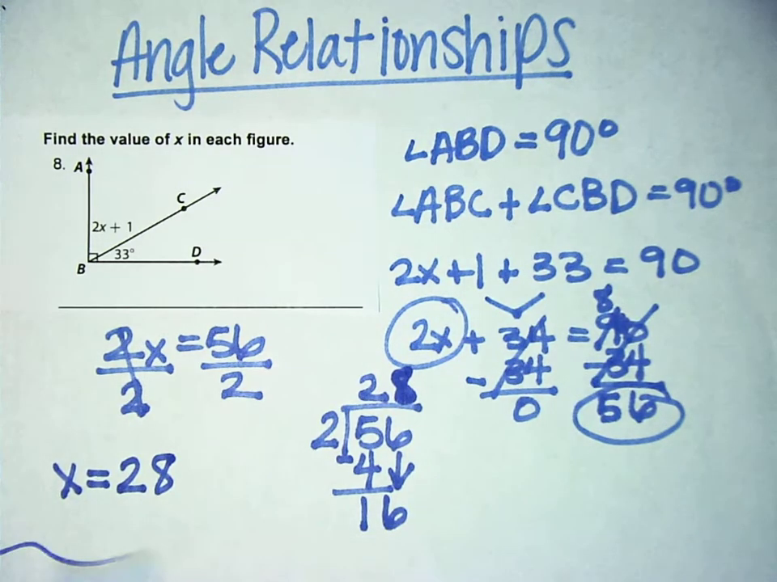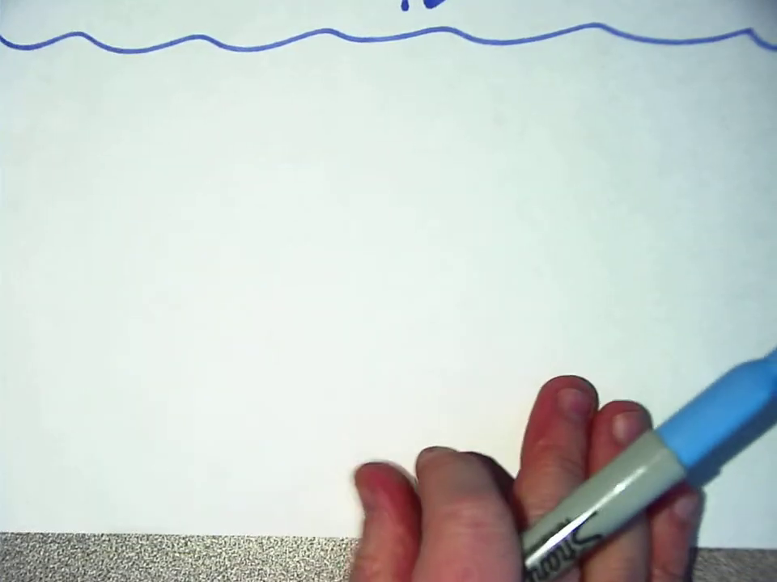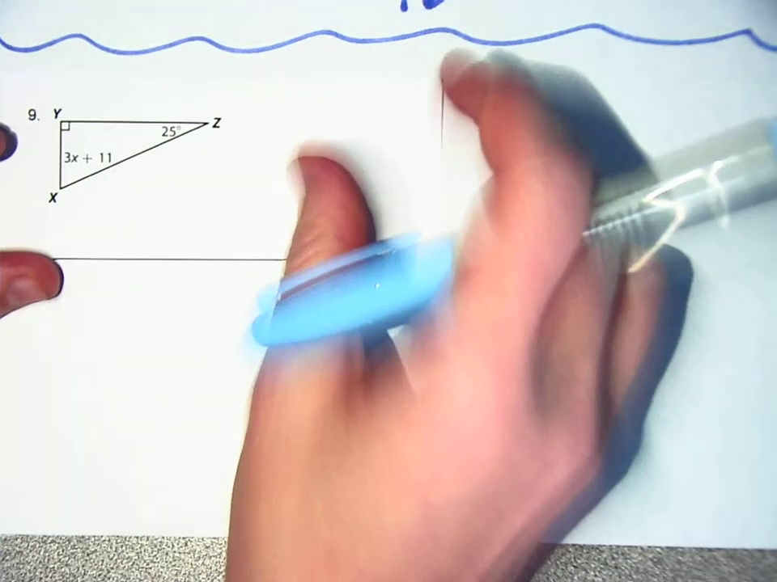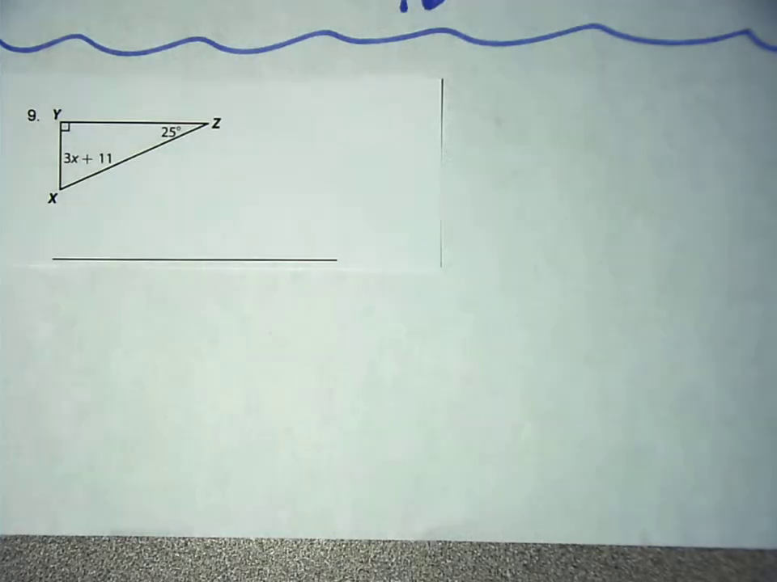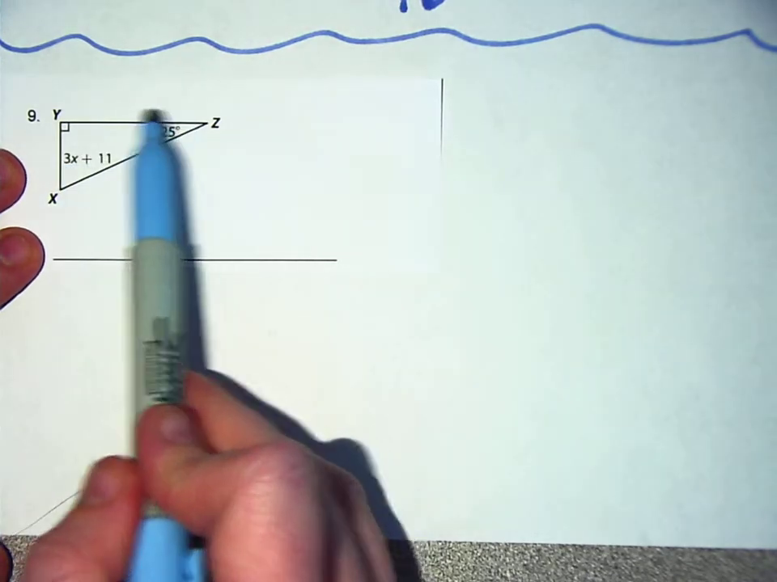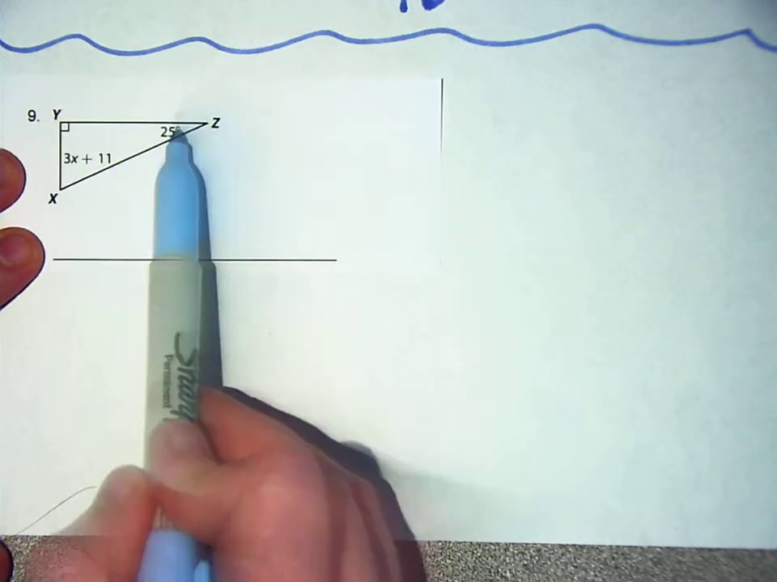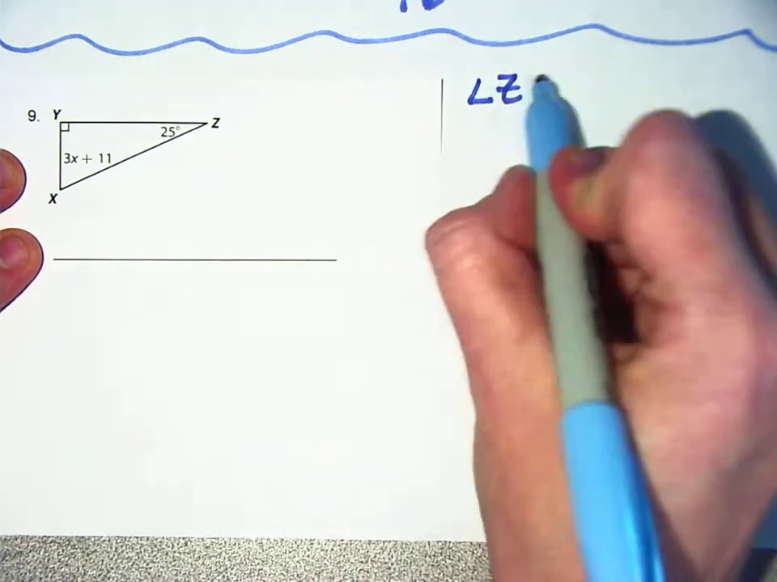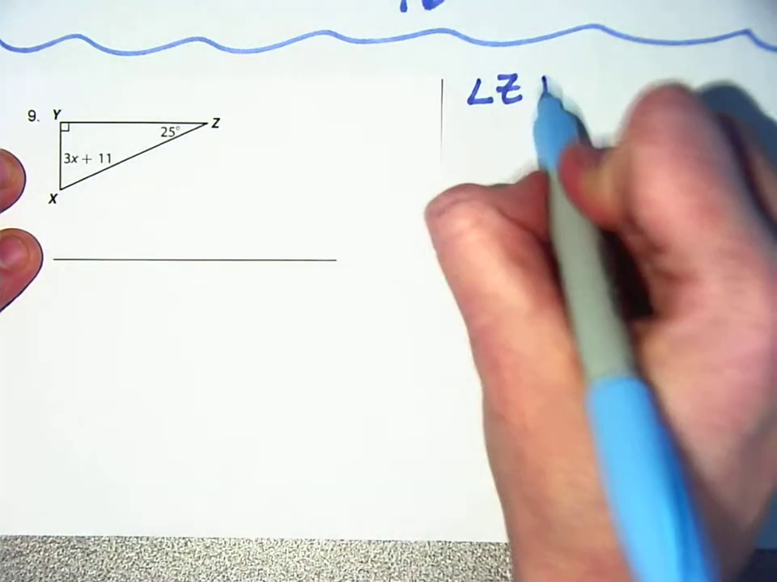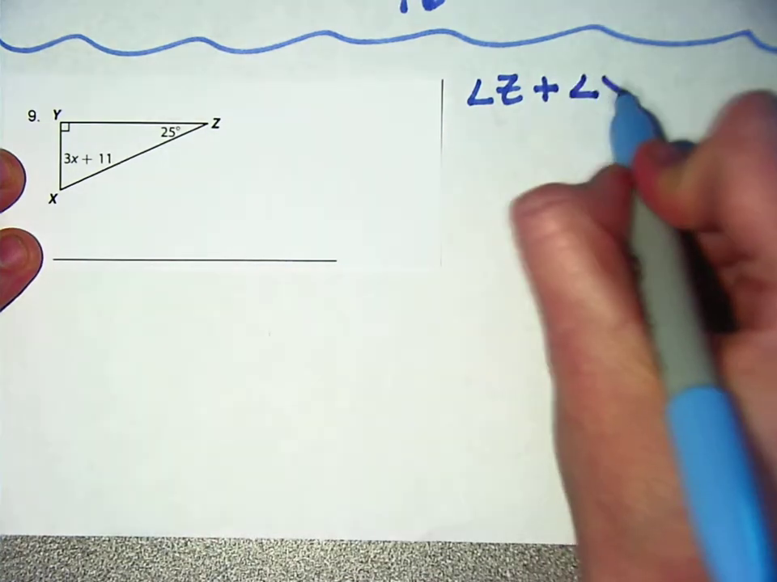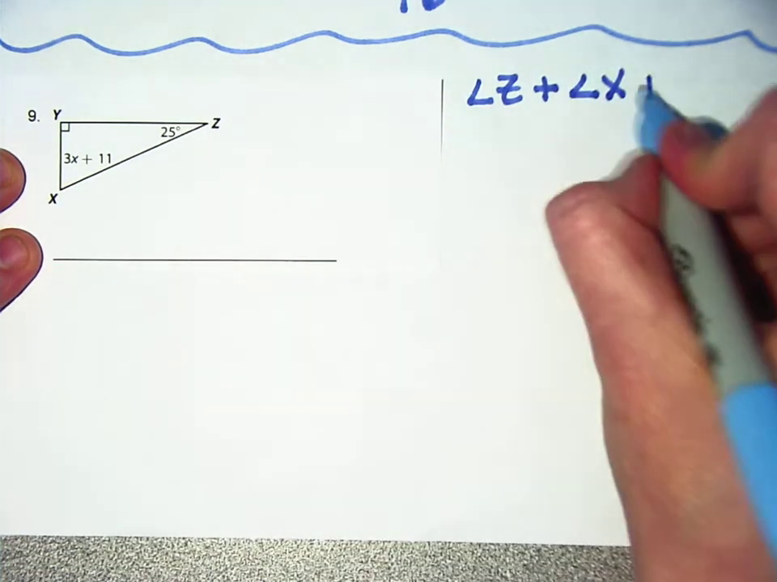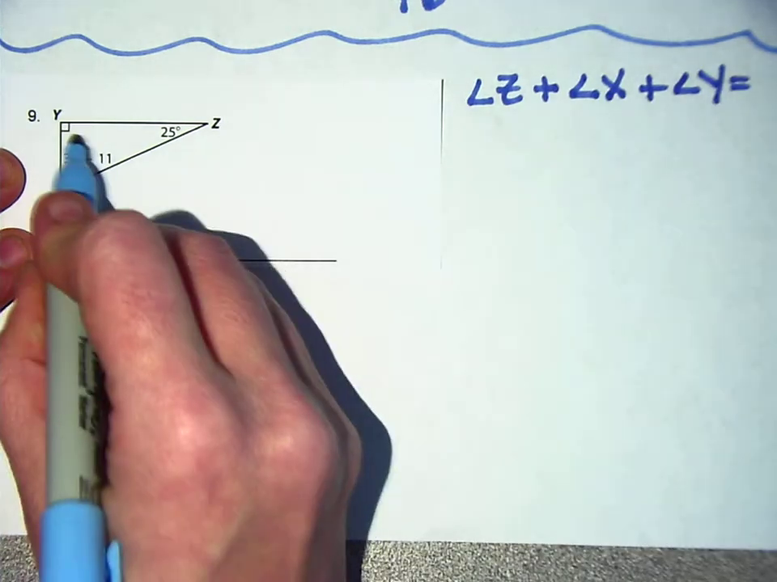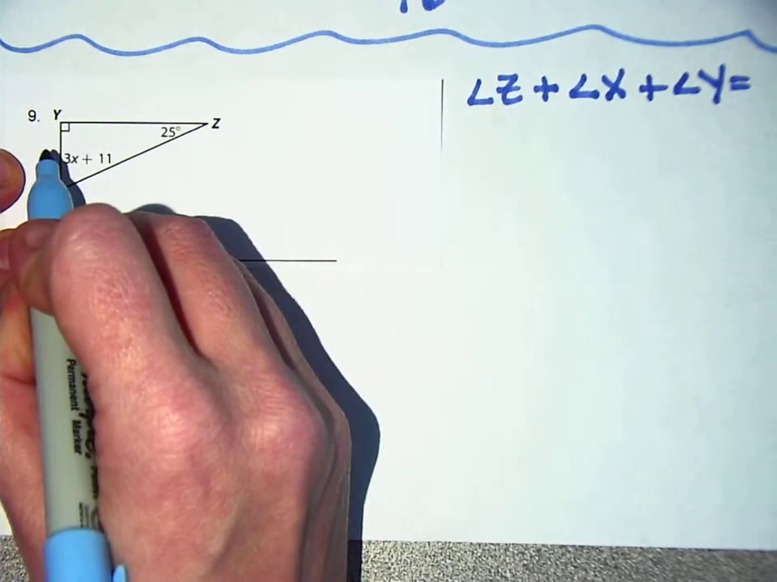Okay, so that's one type of problem that you'll encounter. Let's look at one with a triangle. Okay, so here we've got a triangle, and one thing that we know is that all the angles in a triangle equal 180 degrees. So we can look at the values that we have in here. We've got angle Z, which is 25. Angle X, which is 3x plus 11. And then angle Y has the square, so we know that's a right angle, which equals 90.